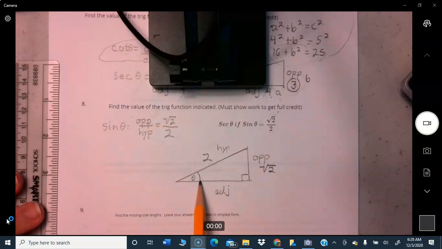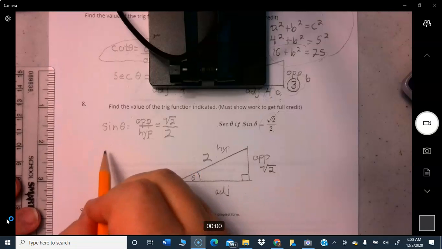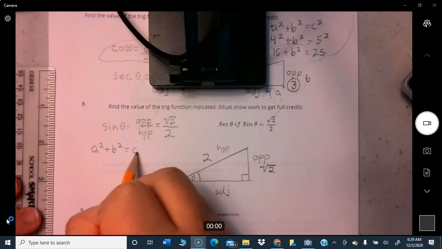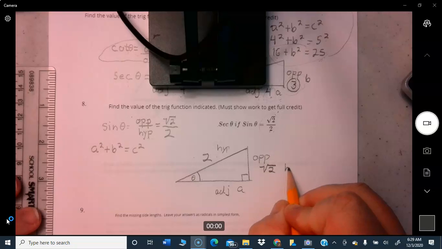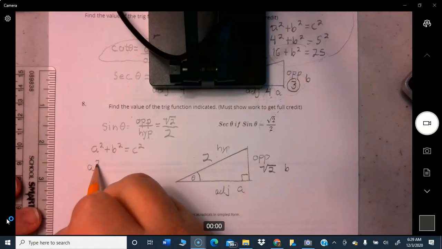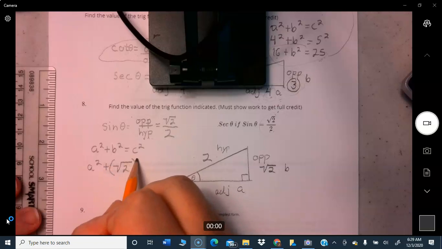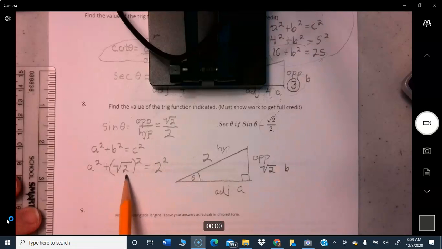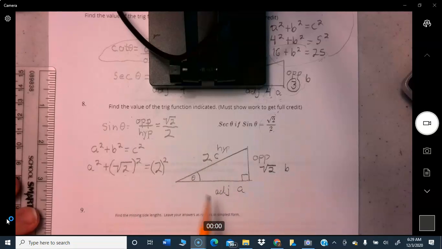Alright, so again, I don't know the angle, so I can't use trigonometry. I have to use the Pythagorean theorem. So it's a squared plus b squared equals c squared. And we'll call this side A, and we'll call this side over here B. Okay, so there's b squared, and there is c squared. This side is c. Hypotenuse is always c.